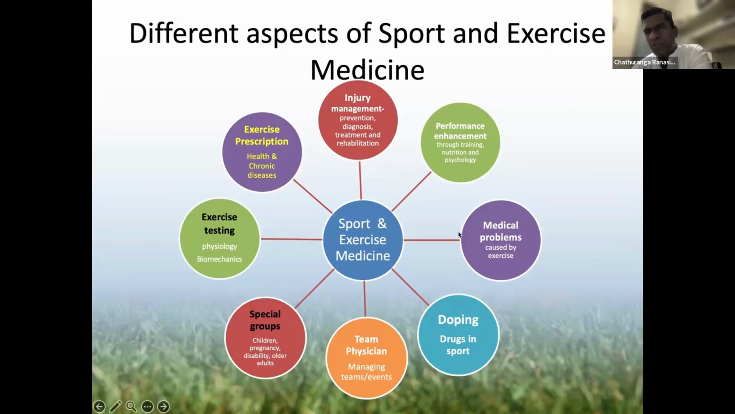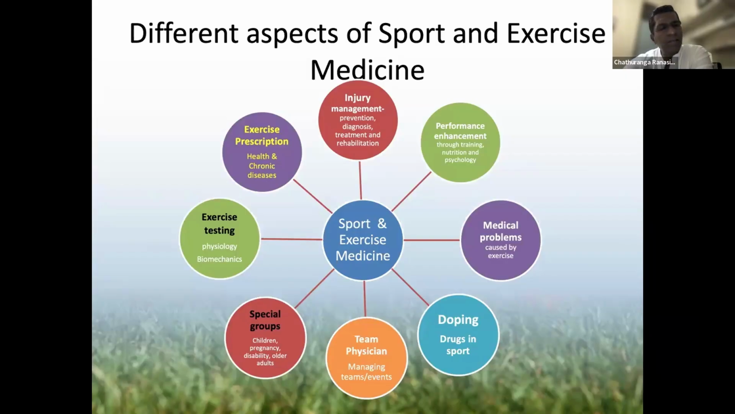These athletes are humans and they have medical problems. So we also treat any medical problems in these athletes. There are athletes who are even pregnant. There are athletes with asthma. There are athletes with diabetes. So that part of management also comes under this scope.